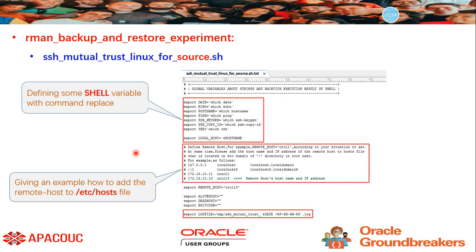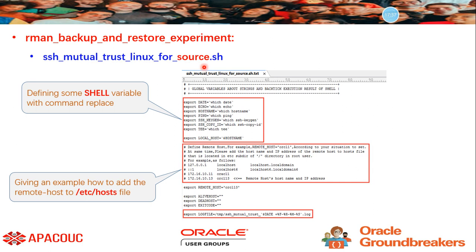From this slide on, I will separately introduce the previous 5 shell script files. So this is the first one, named mutual trust Linux for source.sh.